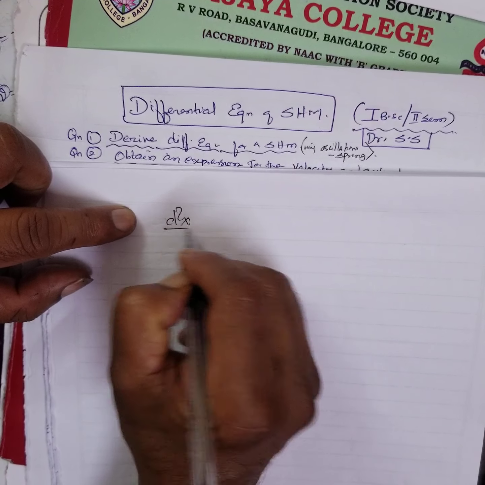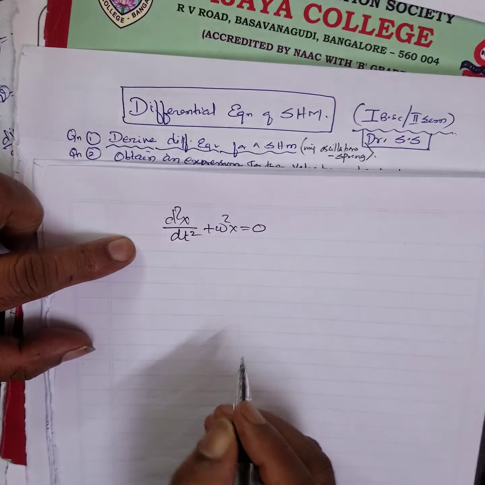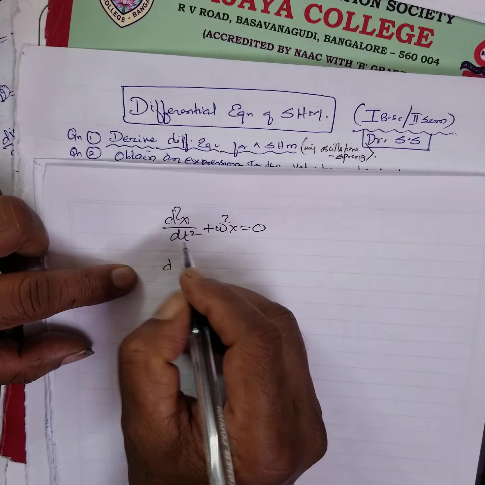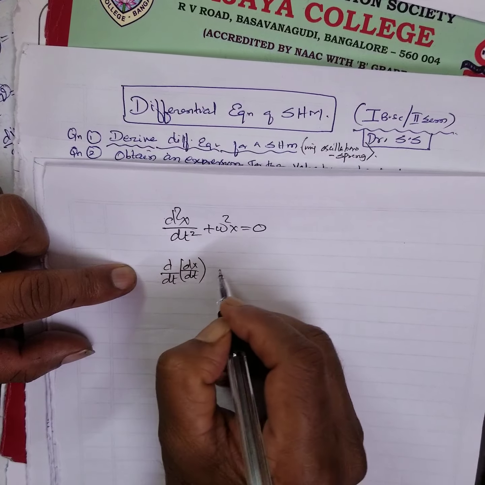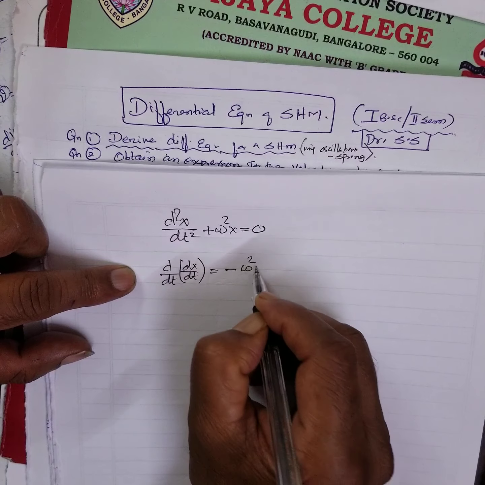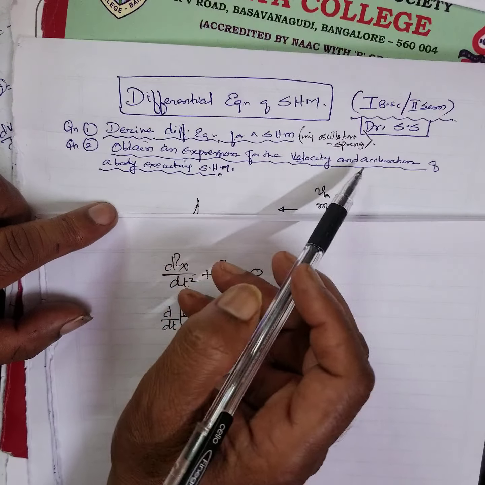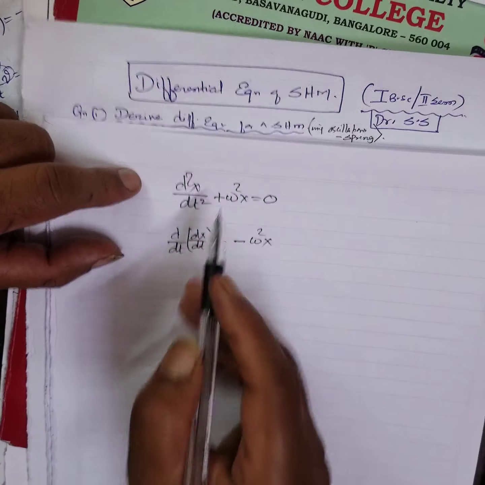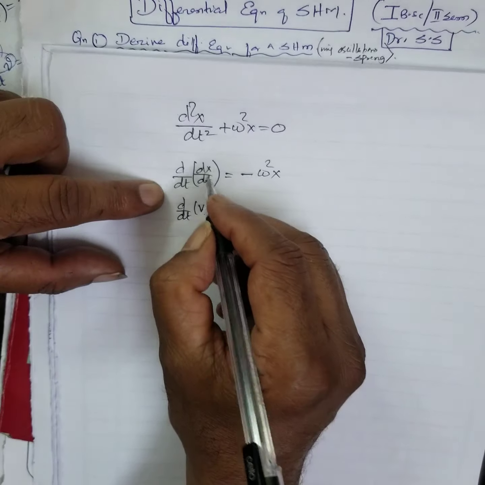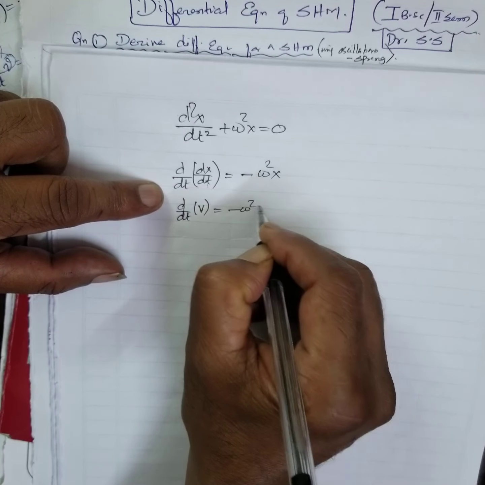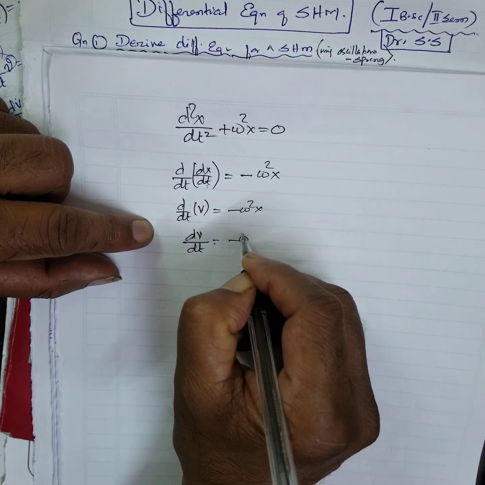You know, d square x by dt square plus omega square x equal to 0, right? Therefore, d by dt of dx by dt is equal to minus omega square x. I can write it like this. That means I am solving the second part, to obtain the expression for velocity and acceleration. Here dx by dt is called velocity v. Therefore, dv by dt is equal to minus omega square x.